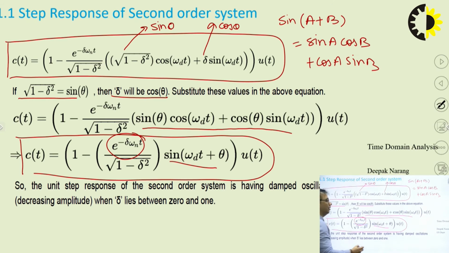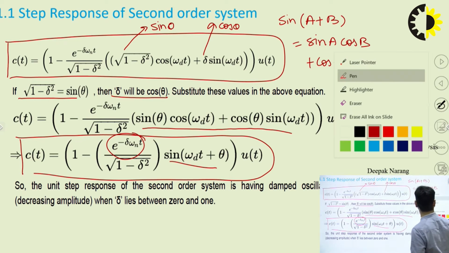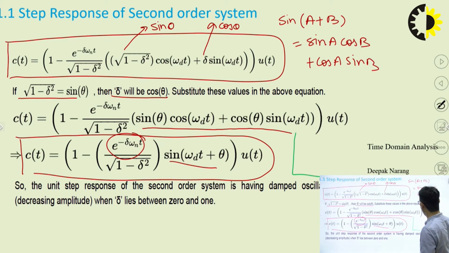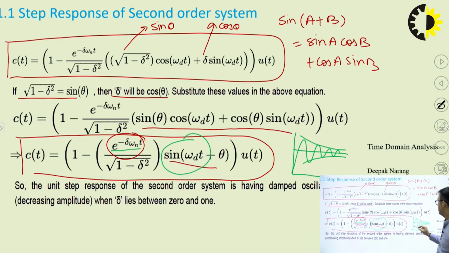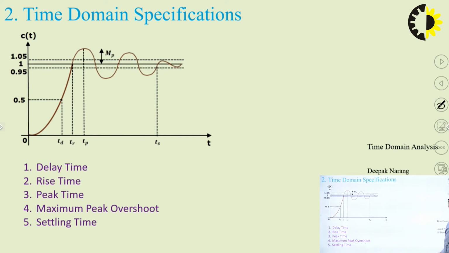So in such a situation, when the system is taken as underdamped, we get the response like this: decaying oscillations with time, because here two factors are involved. One is exponential, the response decays exponentially, and the sin omega d t, so the system is having oscillations as well with frequency omega d. This is the damped frequency, not the natural frequency. So this is the standard time response of a second order system.